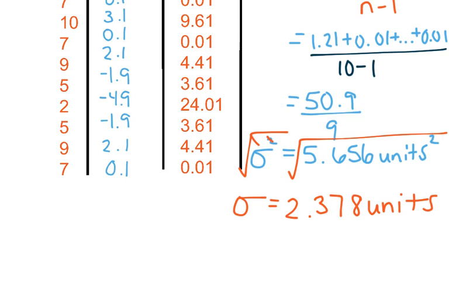The last step is to take the square root of both sides so that you can get it in terms of the units that we've been dealing with. So standard deviation is 2.378 units.